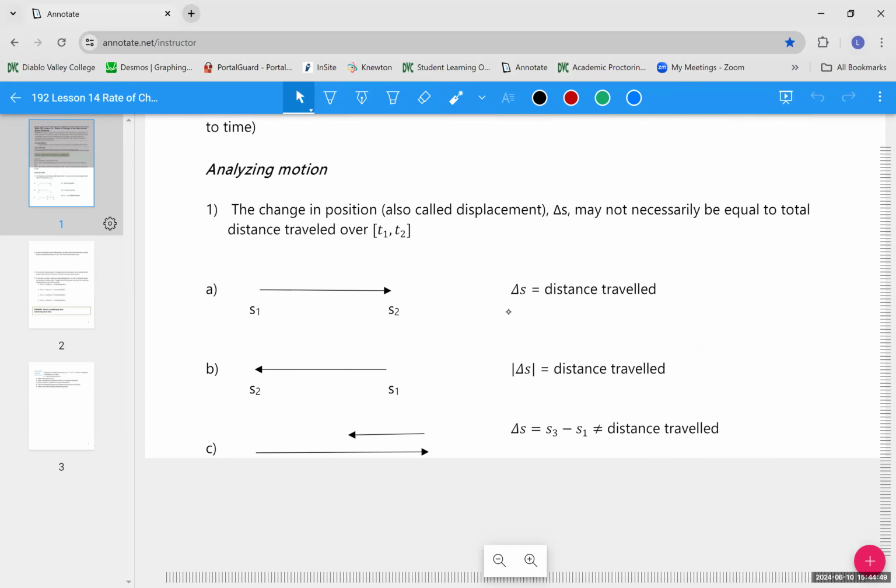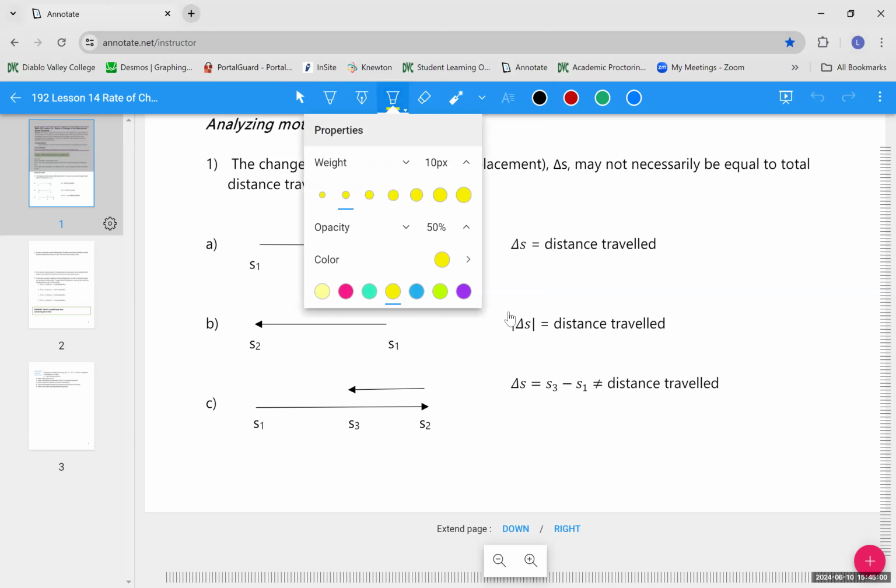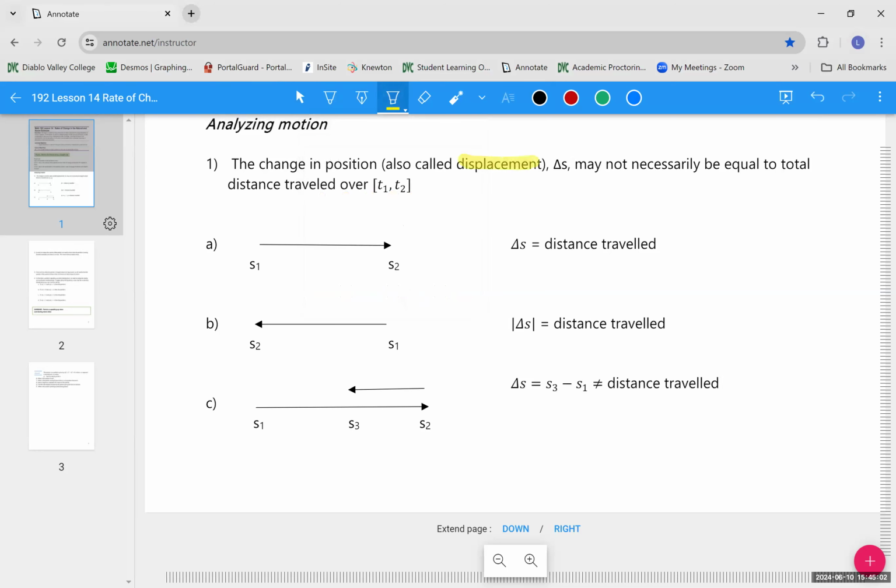So when we analyze motion, which is what we're going to be doing a little bit more deeply in this lesson, we're going to start by looking at change in position. So a change in position is also called displacement. So that's what a delta S means, change in position. But it isn't necessarily equal to total distance traveled.